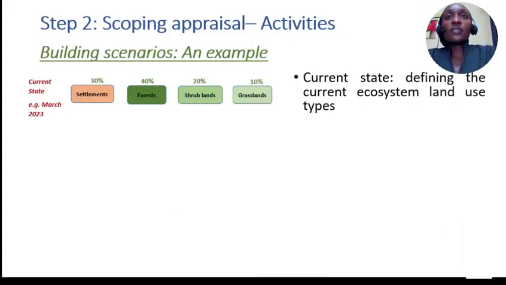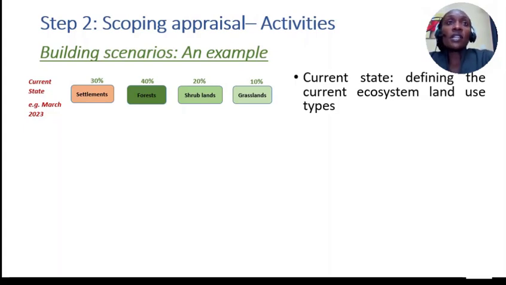I want to illustrate briefly a simple case of scenario building. Let's assume that the stakeholders have sat down and described the major land uses within their site. As you can see on your screen, in this particular site, the current state as of March 2023, they have 4 major land uses in this ecosystem. The settlements here cover 30% of the ecosystem area, while the forests cover 40%. We also have shrublands covering 20%, and finally the grassland covering the remaining 10%.